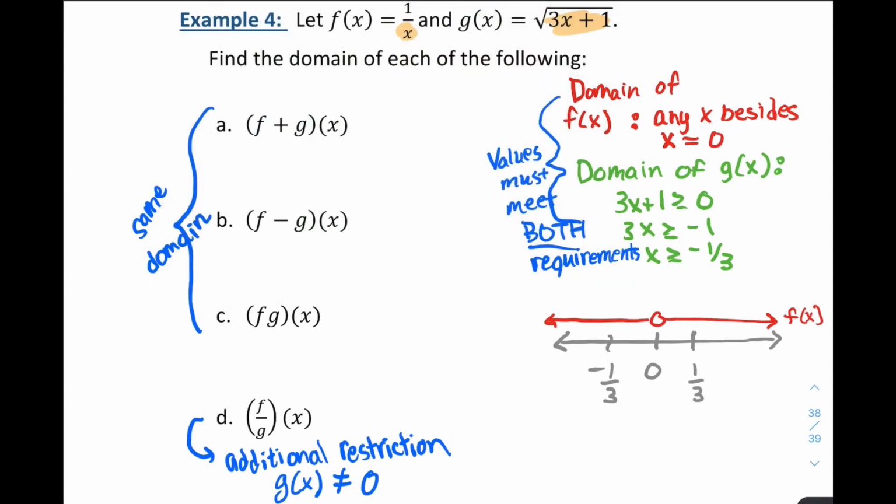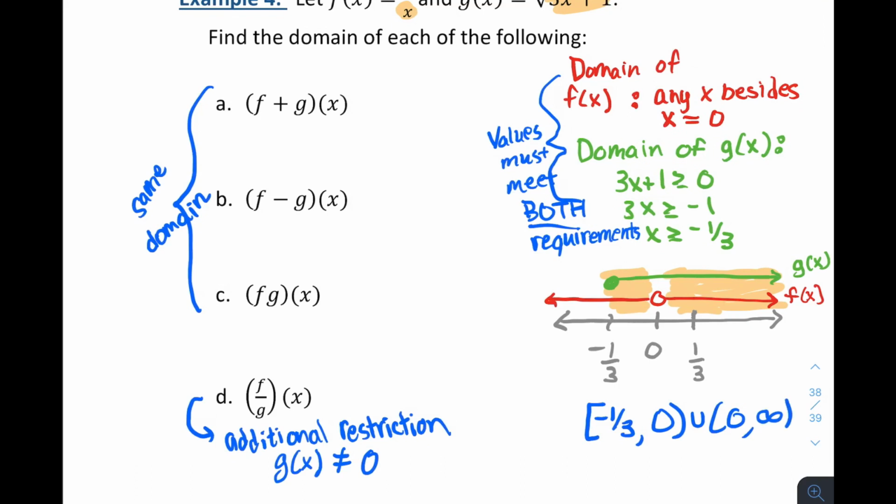And then if I look at g of x, the only values that work in its domain are values greater than or equal to -1/3. Now, my values that meet both of these requirements are the places where those domains overlap. So from -1/3 to 0, and then skip over 0 because that doesn't work for f of x, and then starting back up from 0 to positive infinity. So my domain of a, b, and c is -1/3 with a bracket to 0, and then union 0 to infinity.